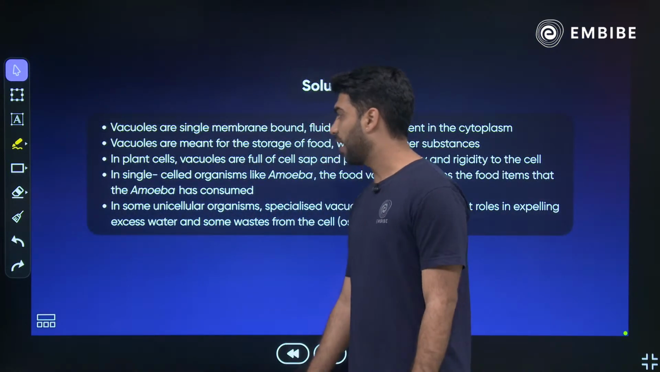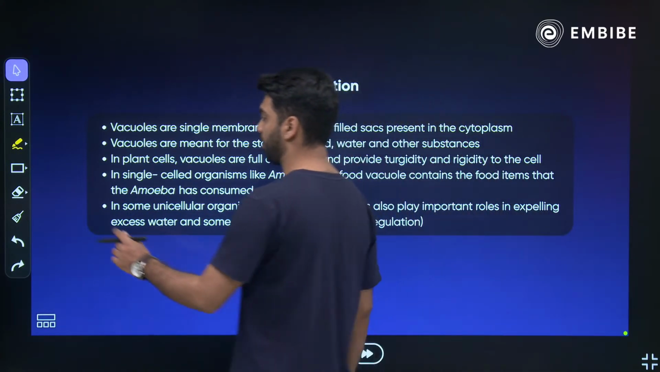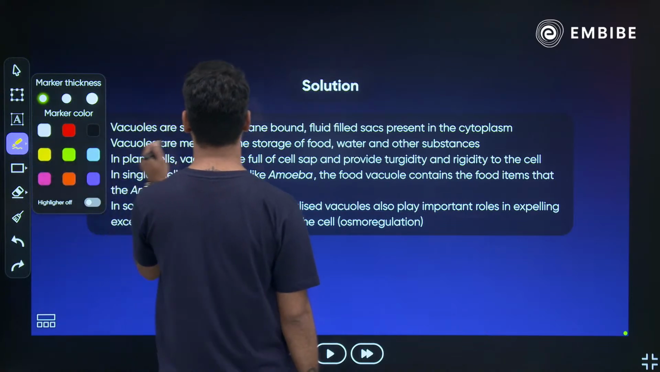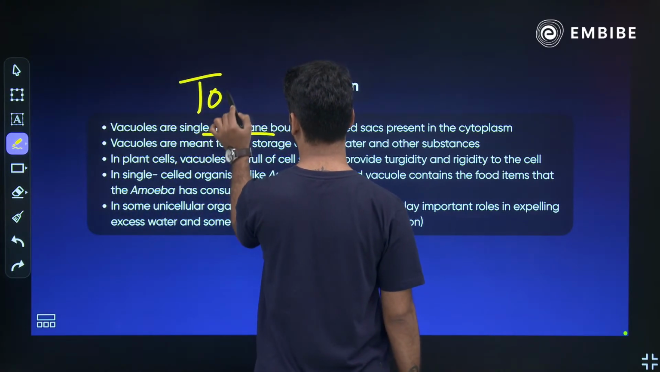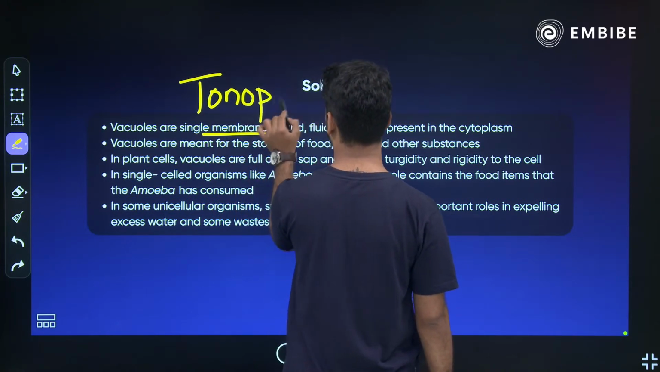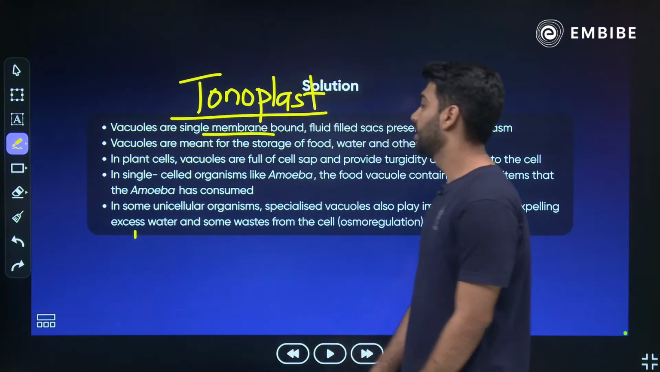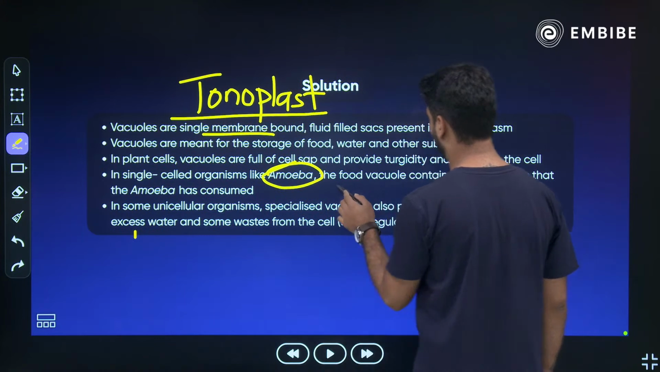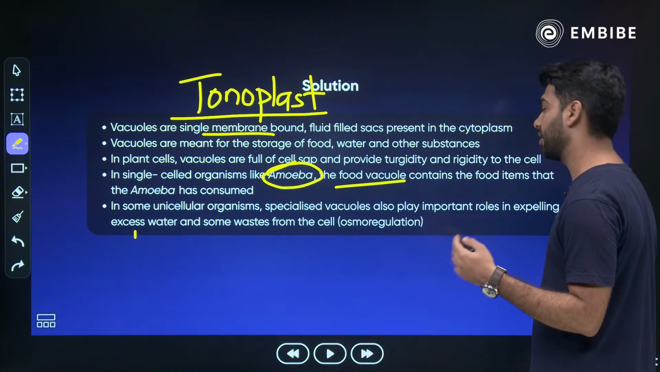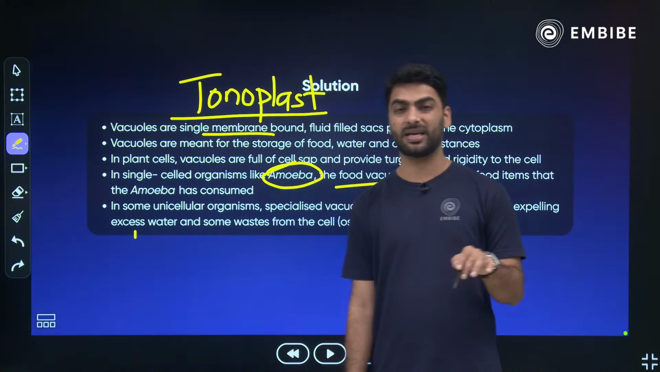Right? So, vacuoles are single membrane. The membrane of the vacuole is called tonoplast. What do you call the membrane of the vacuole? It is called tonoplast. Okay? In some organisms like amoeba, there are two vacuoles. You have got food vacuole and contractile vacuole. Food vacuole is for food and contractile vacuole is to store excess water.